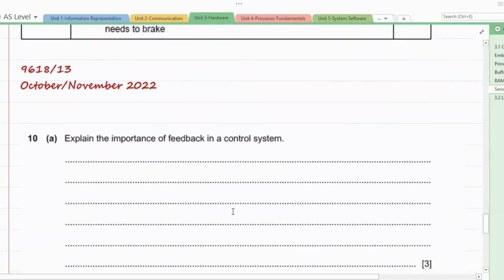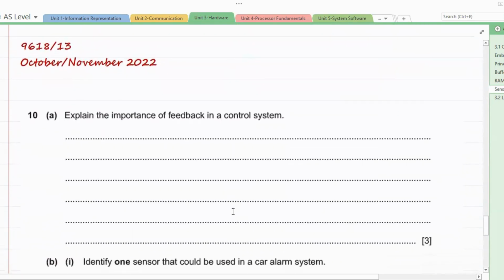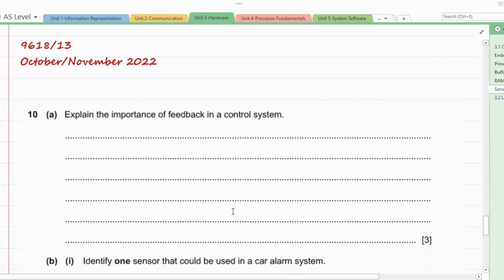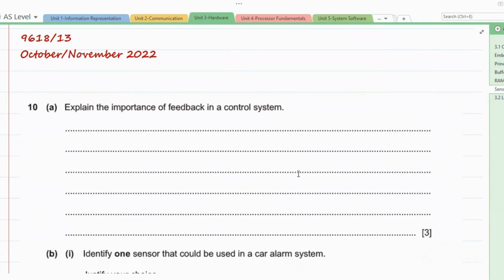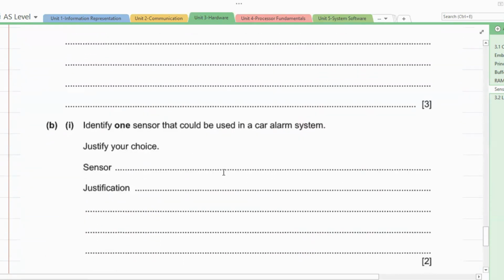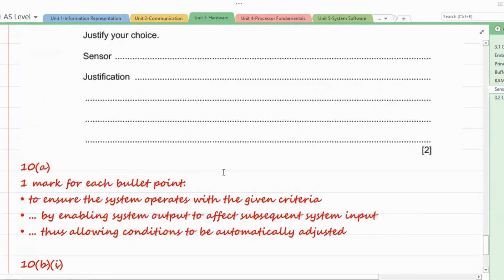Let's have a look at one more question. Explain the importance of feedback in a control system. So that's what we have just discussed. Feedback ensures the system operates according to the required criteria. It allows the output of the system to influence future inputs. This enables conditions to be adjusted automatically and continuously. So this is the answer key. Have a look. You can make note of it.